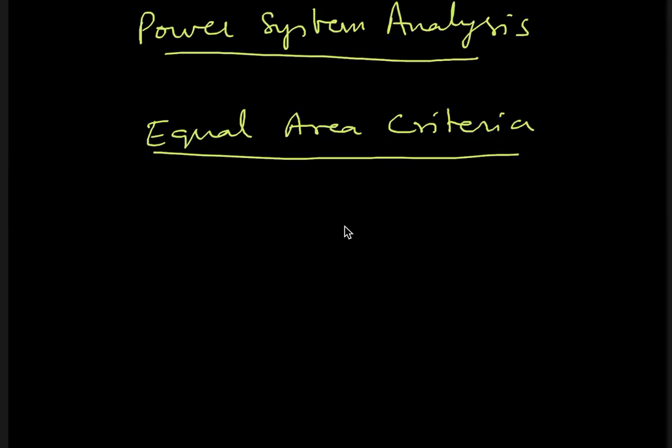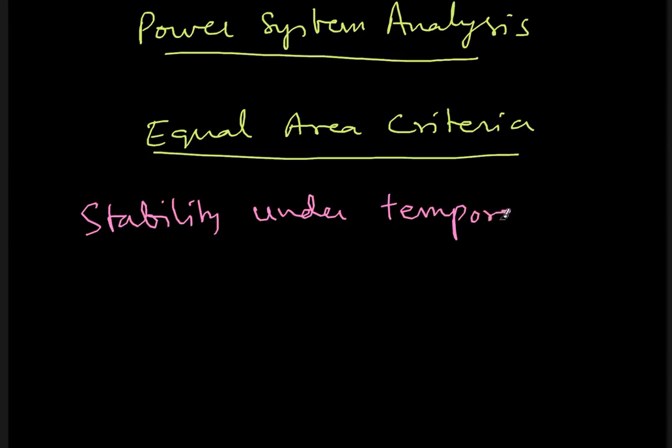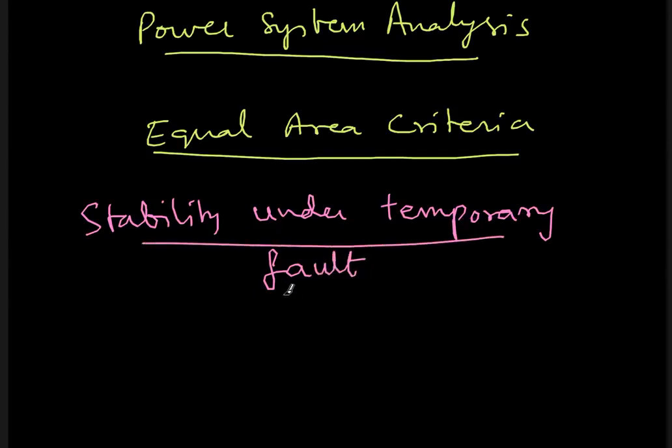Hello everyone. Under the topic of power system analysis and equal area criteria, in this video, I'd like to talk about what happens following a fault. So, stability under temporary fault. So, what do I mean by temporary fault? There is a fault for a small time duration, after which the fault is cleared, and then we are asking the question: is the synchronous machine maintaining stability or not?